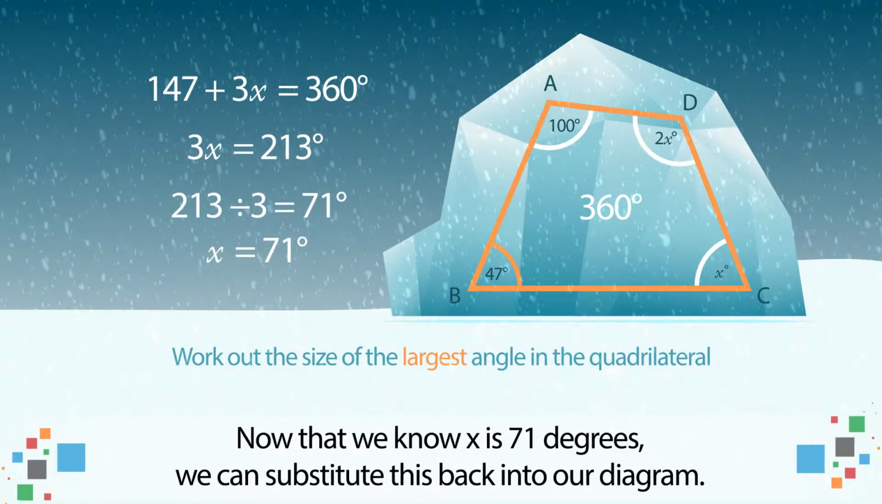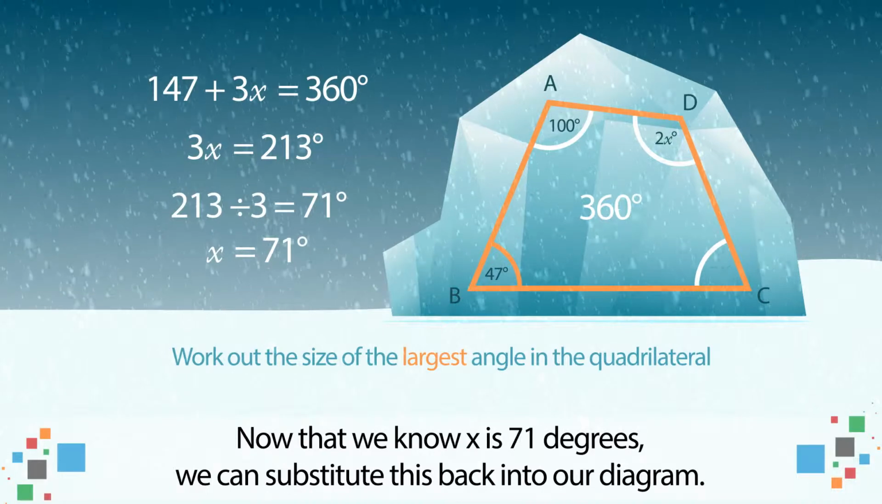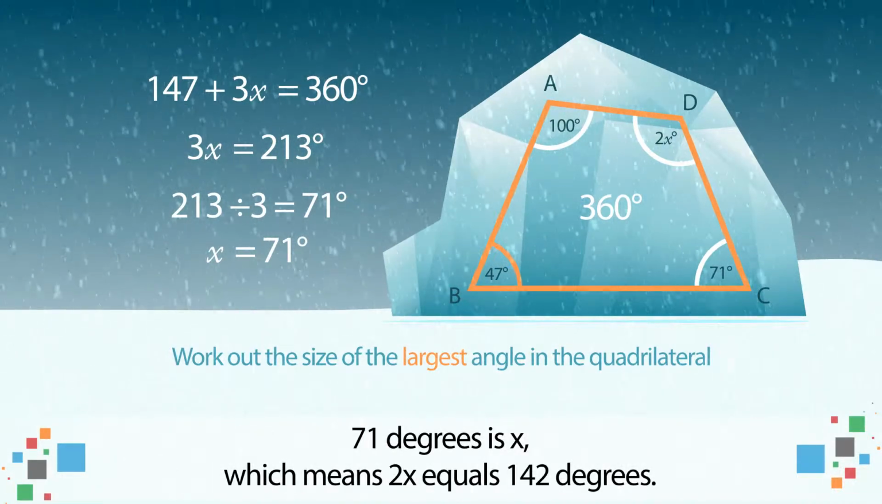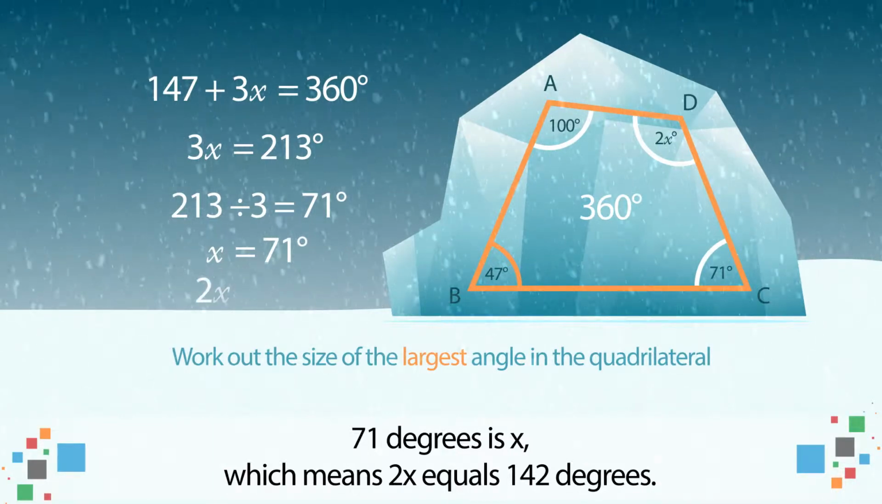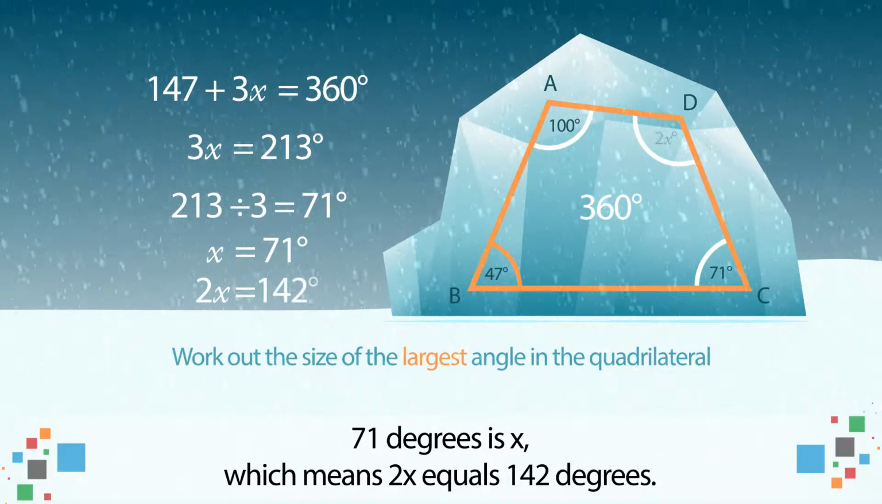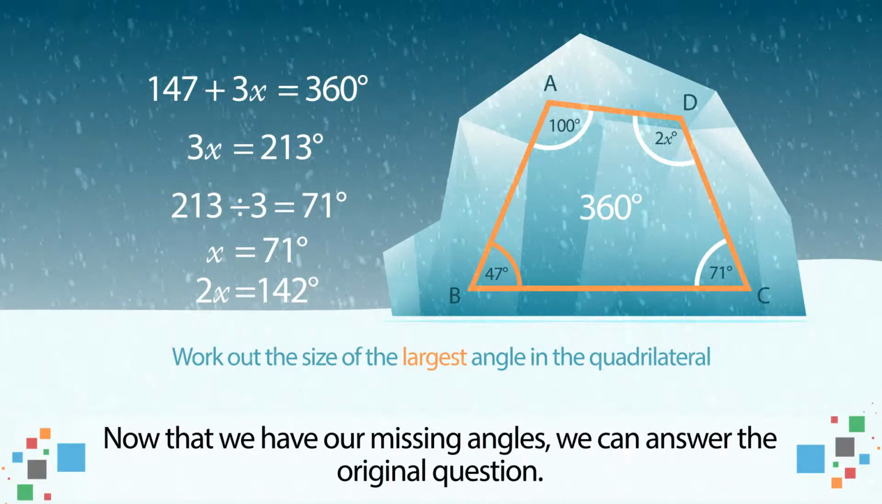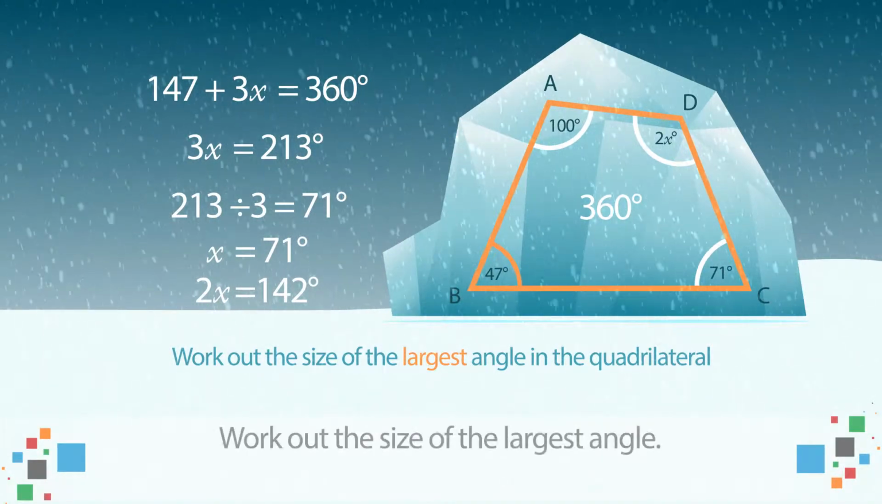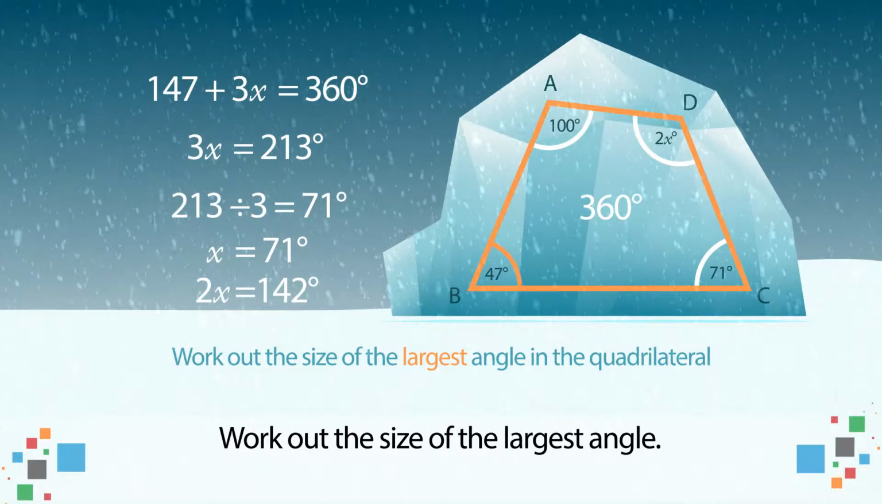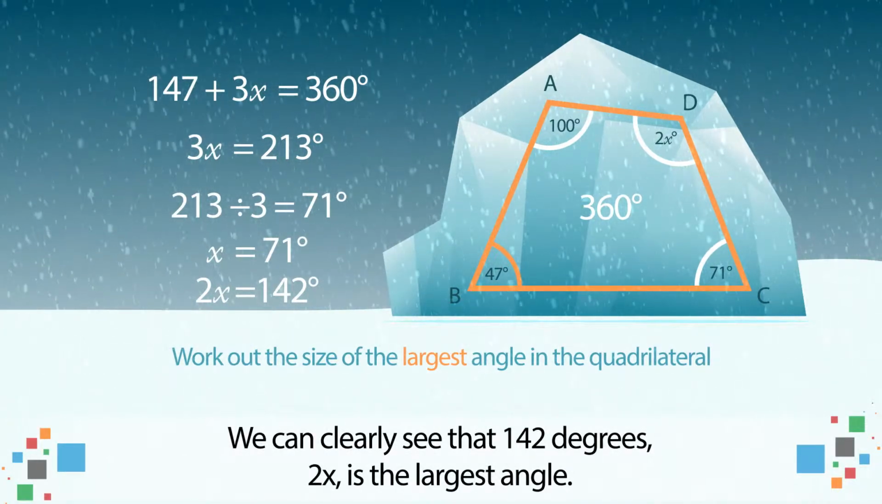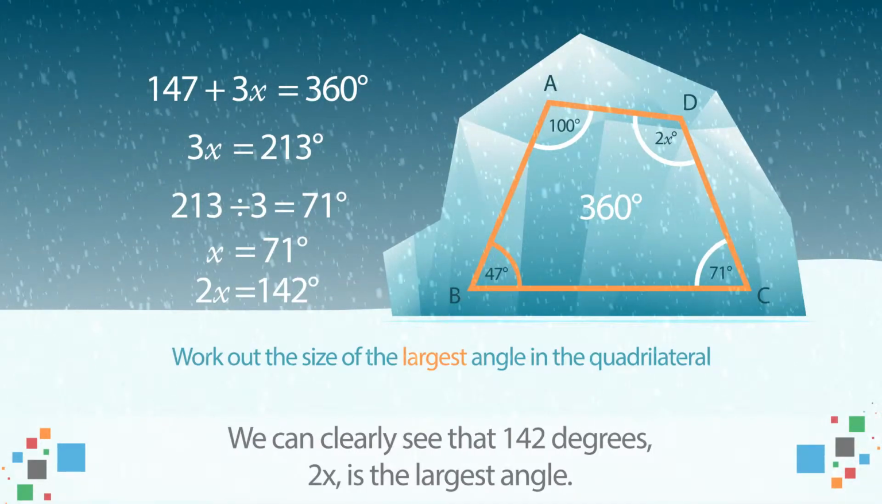Now that we know x is 71 degrees, we can substitute this back into our diagram. 71 degrees is x, which means 2x equals 142 degrees. Now that we have our missing angles, we can answer the original question. Work out the size of the largest angle. We can clearly see that 142 degrees, 2x, is the largest angle.